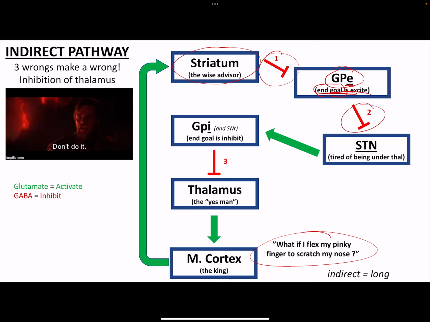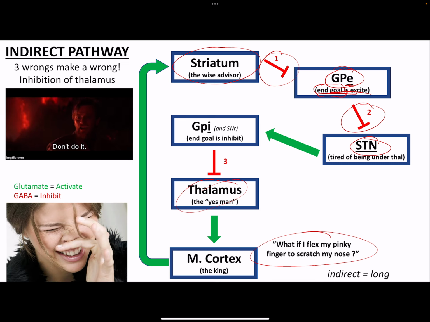So they inhibit the subthalamic nucleus. You remember, the subthalamic nucleus hates the thalamus because it's under the oppressive rule of the thalamus, but it's a coward, so it doesn't do it directly. So it goes to the GPI, whose end goal is to inhibit. And we have 1, 2, 3 negatives, that makes a negative. Three wrongs make a wrong. We're going to inhibit the thalamus. We do not want to flex our pinky. So again, pinky is not flexed.